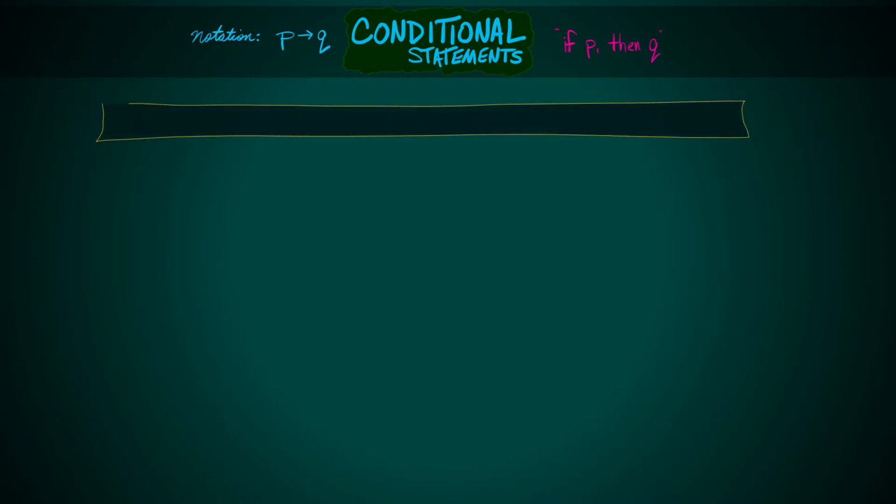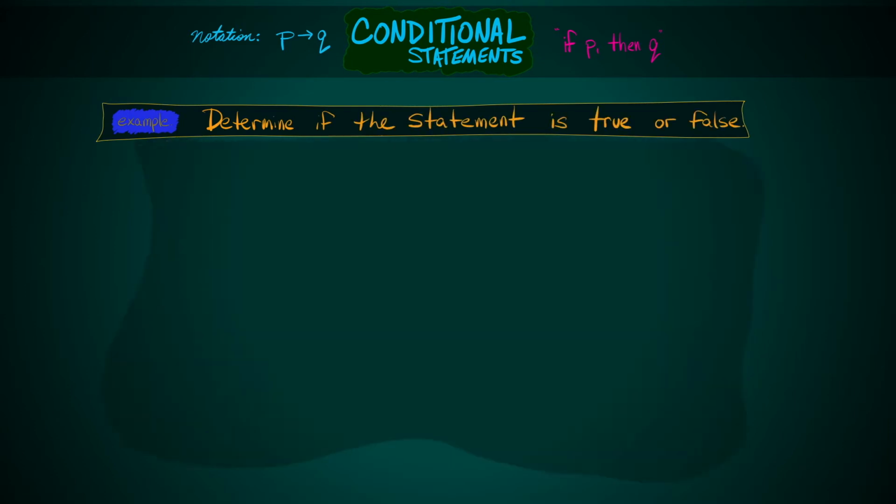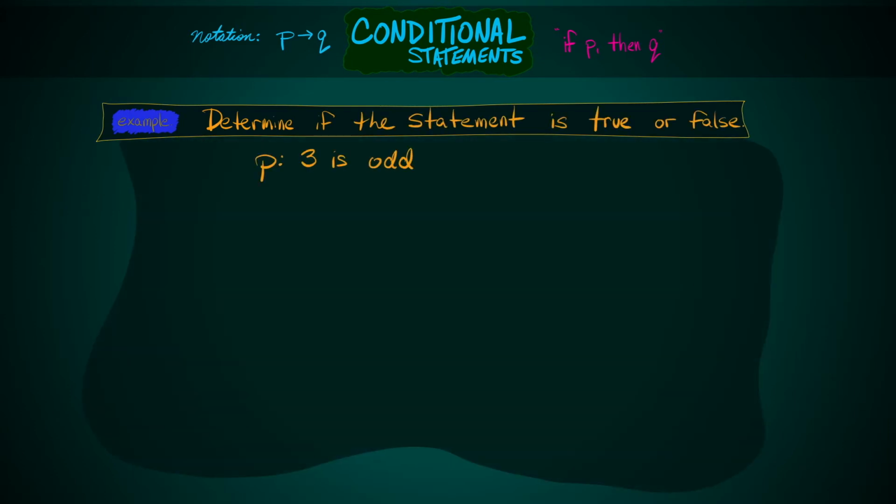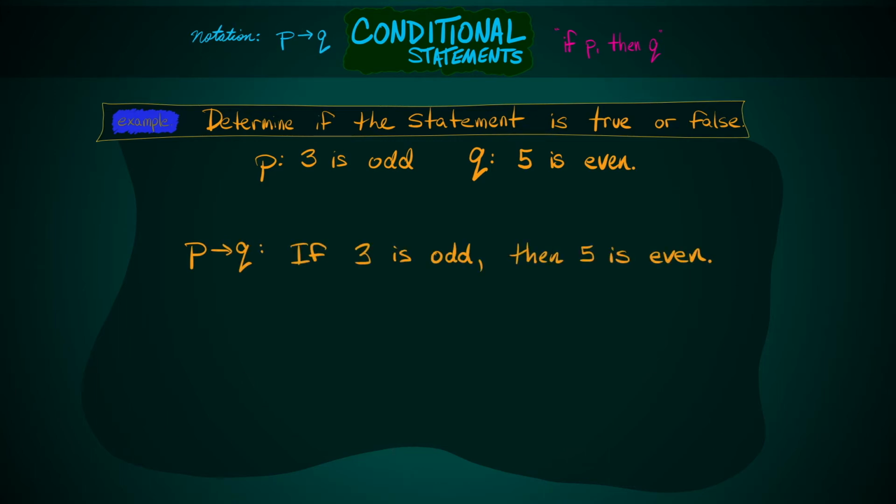So let's look at an example. And this is going to show exactly why it can be kind of weird sometimes. So determine if the statement is true or false. And we're going to be given two statements. Here's P, 3 is odd. Q, 5 is even. So we know in real life 3 is odd. And in real life 5 is not even. But that's okay. So if we look at the statement if P then Q, if 3 is odd, then 5 is even.